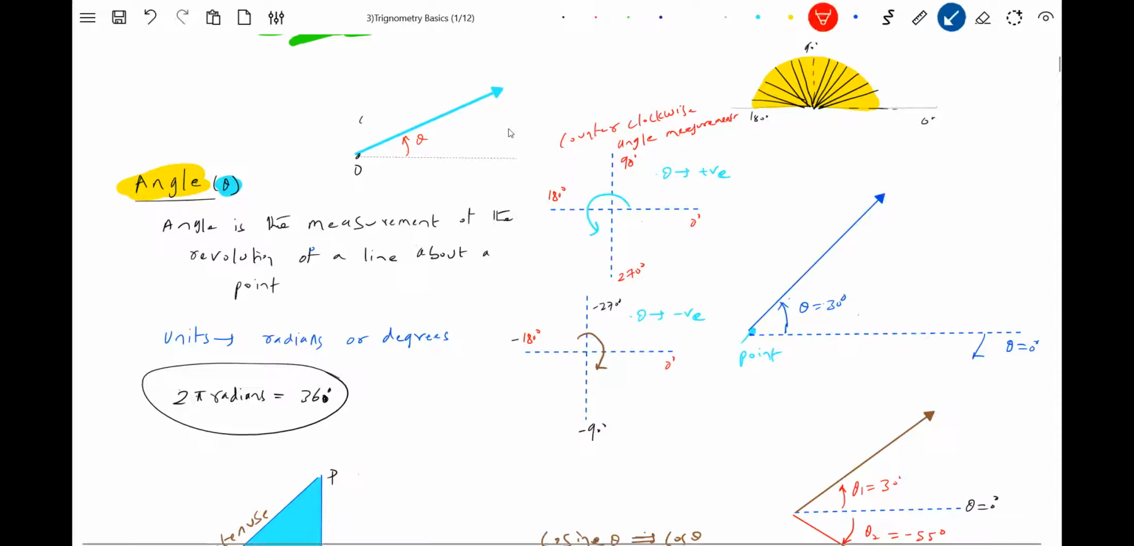So let me show that rotation. Now, where is that line? The reference line is along 0 degrees. So I'm going to rotate it. Now minus 10, minus 20, minus 30, minus 40, minus 90. Then similarly 110, 120, 150, minus 180. Then 190, 200, 210, 250, minus 270, minus 290, 300, 340, finally 360.